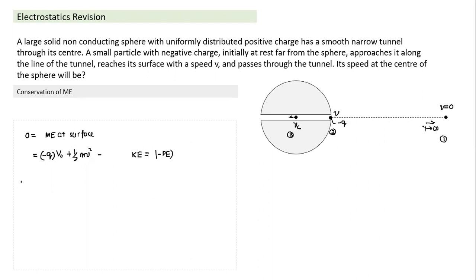When we calculate mechanical energy at the center here, the KE will be equal to Q into V naught. Here it will be Q into the potential at the center, and this will give KE equal to 3 by 2 of V naught. Since the potential is higher, the kinetic energy will be 1.5 times the kinetic energy here. Our velocity has to be equal to root 3 by 2 times v.